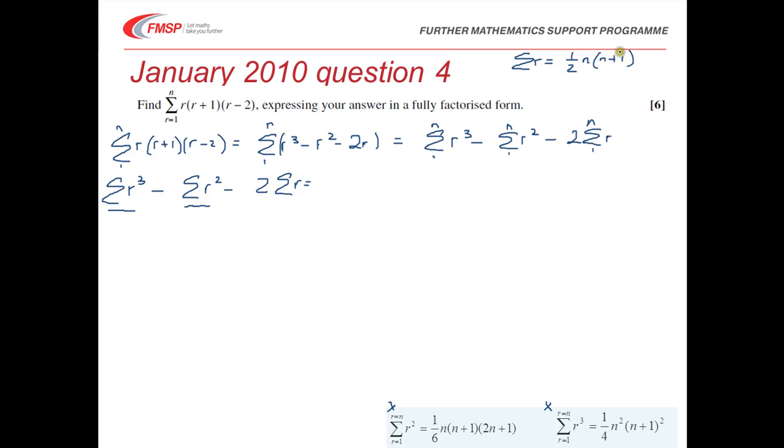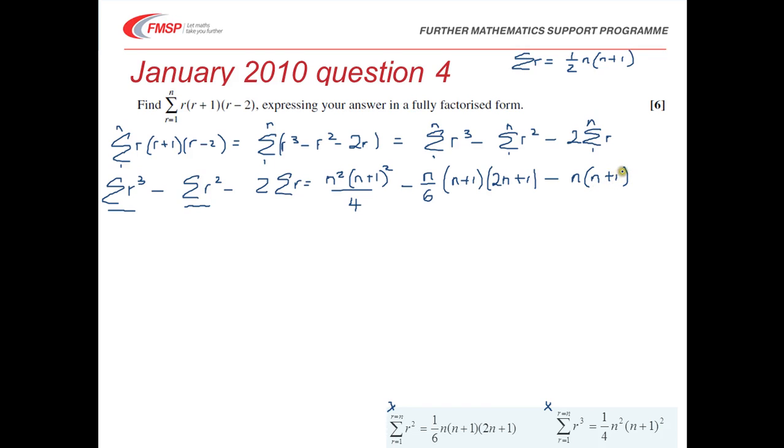So what we're going to do now is substitute those in, and then we have to give our answer in a fully factorised form. Sigma r cubed is n squared (n + 1) all squared over 4, or a quarter n squared, whichever you prefer. Sigma r squared is n over 6 times (n + 1) times (2n + 1), and then 2 sigma r will just be n(n + 1), so the 2's cancel out.